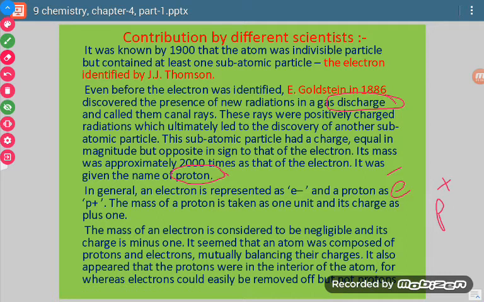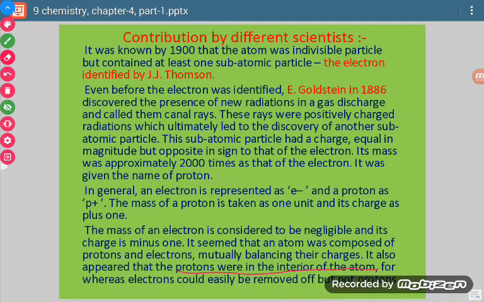Okay, now one more thing we have to remember is, since the mass of proton is 2000 times that of electron, we can consider that the mass of electron is negligible. Negligible means almost zero. Okay, and the charge on the electron was considered as 1 unit negative charge, and the charge on proton was considered as 1 unit positive charge. Okay, now one more thing we can remember is that protons were in the interior of the atom.